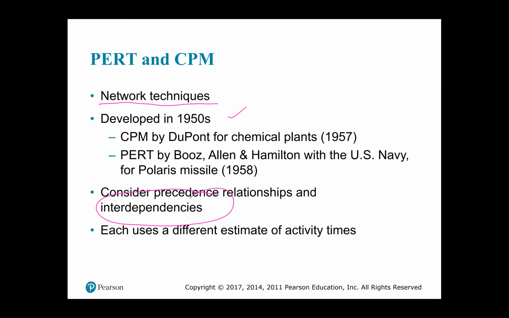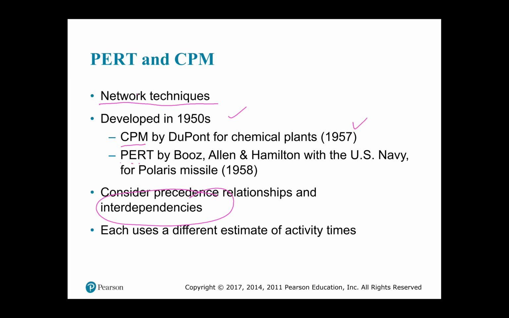apart. The critical path method, CPM, was developed by DuPont while they were building some chemical plants. That was in 1957. And PERT, the Project Evaluation Review Technique, was developed by Booz Allen and Hamilton when they were working with the US Navy to build the Polaris missile.